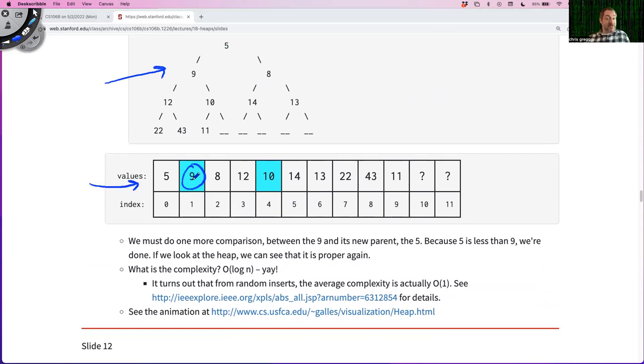We still have to check 9's parent. Well, 9 is at index 1. 1 minus 1 is 0. 0 divided by 2 is 0. So we go to index 0 and we check the 5 and the 9. Oh, good. 9 is bigger than 5. We can stop our algorithm at this point. That is the enqueue algorithm. Okay. What questions do you have about that algorithm at this point? Sarah said, would the size of the array for a heap not be exactly the number of elements in the heap, but the number of all possible slots with garbage values?